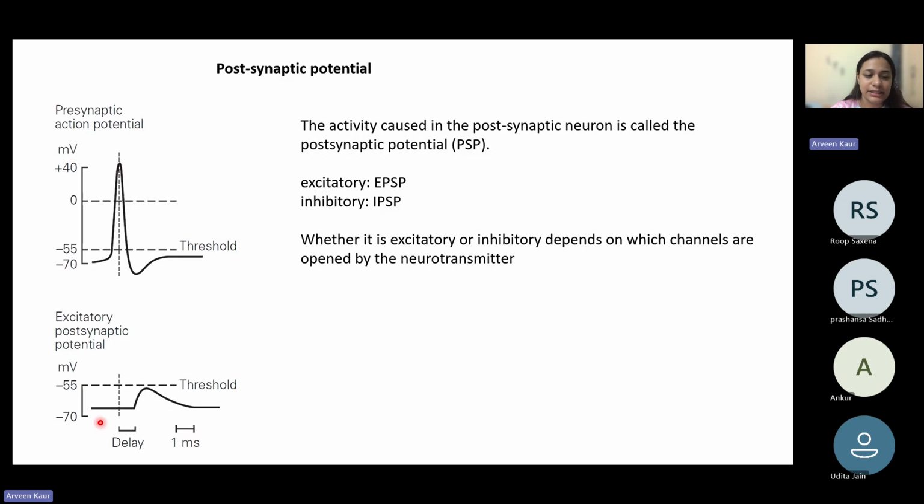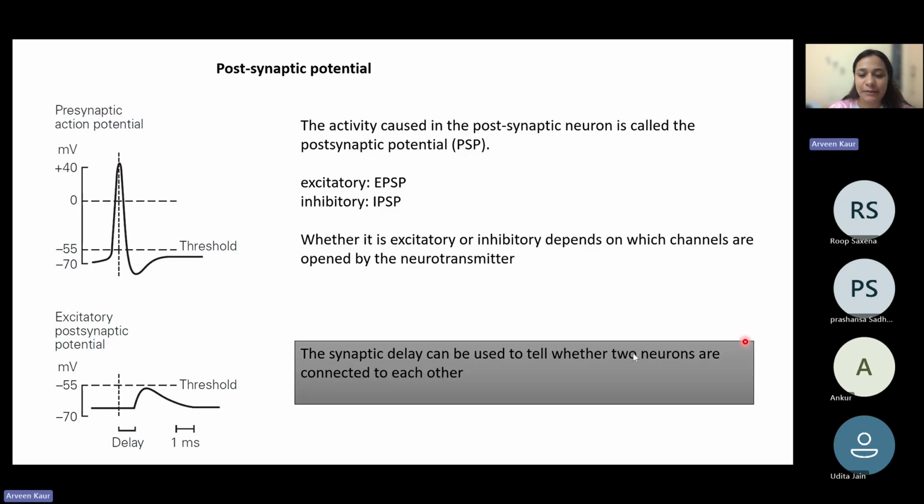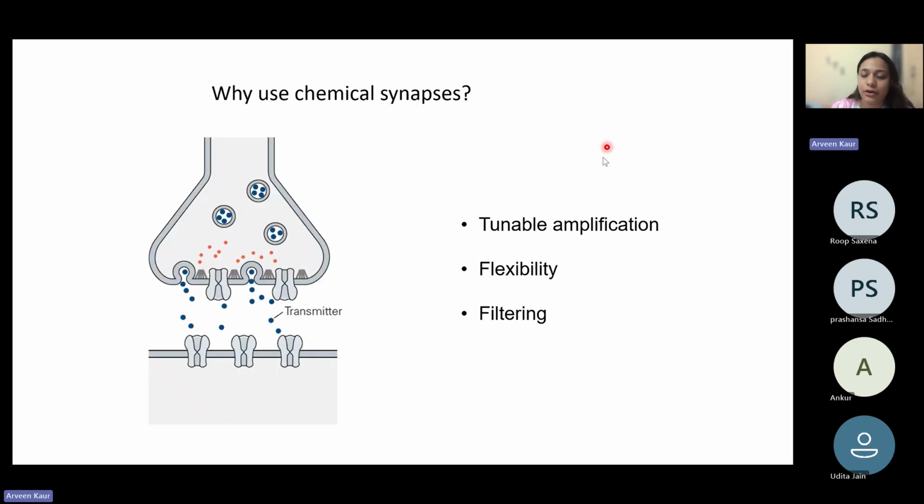So this is the excitatory postsynaptic potential, and it is still going towards depolarization over here. The synaptic delay can be used. This is the delay, right? It can be used to tell whether two neurons are connected to each other or not. In the case of an electrical synapse, for instance, this delay will almost be non-existent. But in the case of a chemical synapse, this delay will be there, in milliseconds only, but it will be there. So we know whether they are connected, or how far away they are from each other approximately.